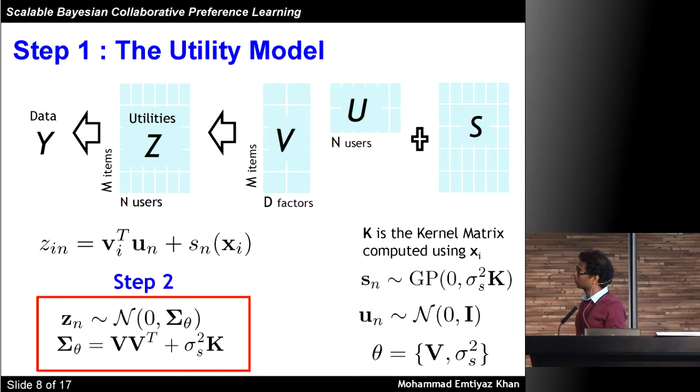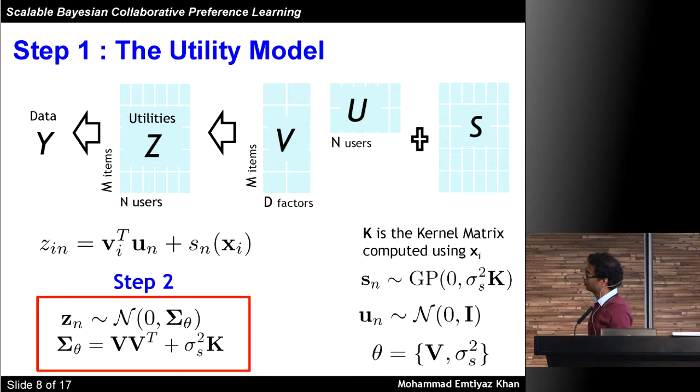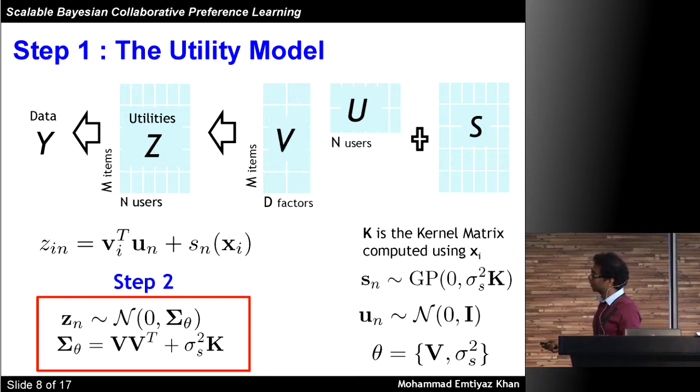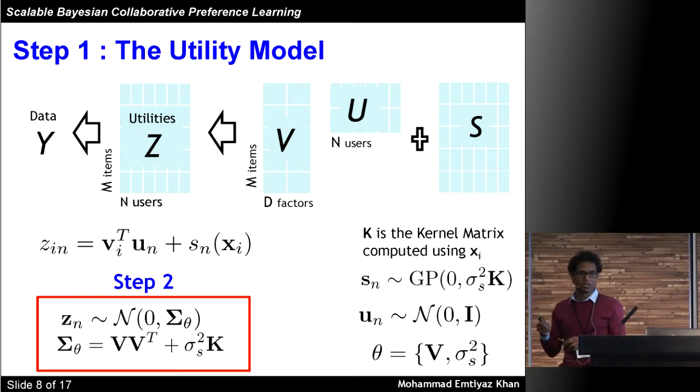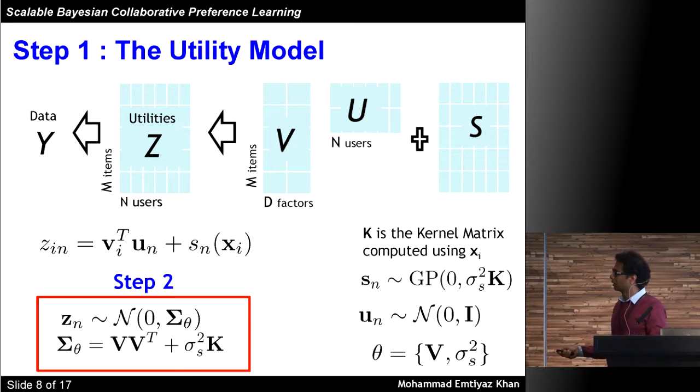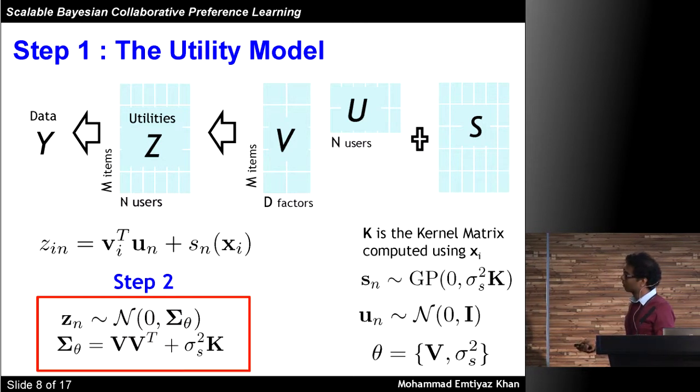So now I've told you about this part. So how do we model the utility? As I said before, we have this low-rank term and a GP term. So every element in this matrix, this is Z_in, which is the preference of ith item for nth user. It's modeled as a product of these two matrices, so a row and a column comes here. And then we have this Gaussian process term.